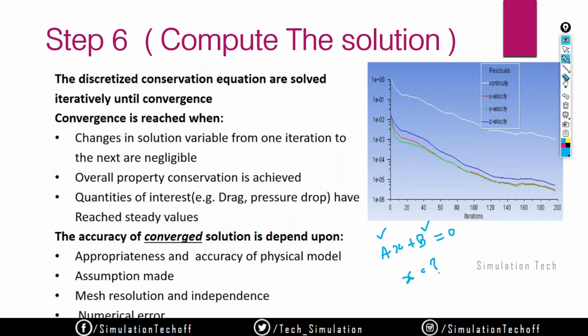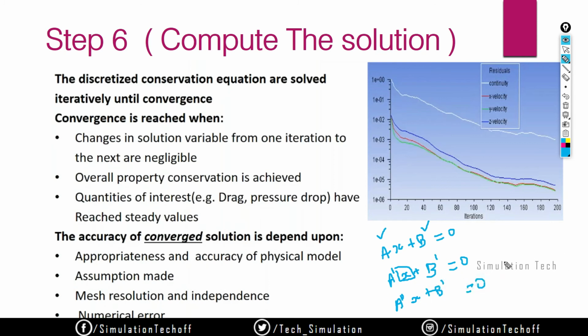But in CFD, we don't usually know the values of a and b. So there are three values we don't know, and we need to solve this problem. What the software will try to do is assume a value of a, put some value for x and b, and try to solve. If it doesn't satisfy the equation, it changes the value of a, uses the same value of x again, and another value of b.